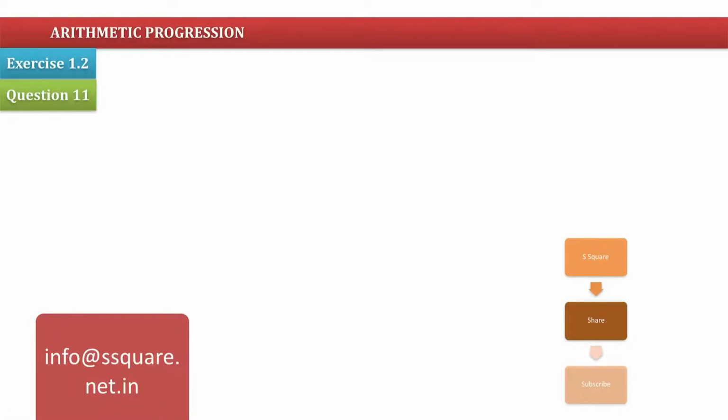We are in the 11th question in exercise 1.2 in the first chapter, arithmetic progression. Let's see which term of the AP 3, 15, 27, 39 will be 132 more than its 54th term. So we need to answer only this much.